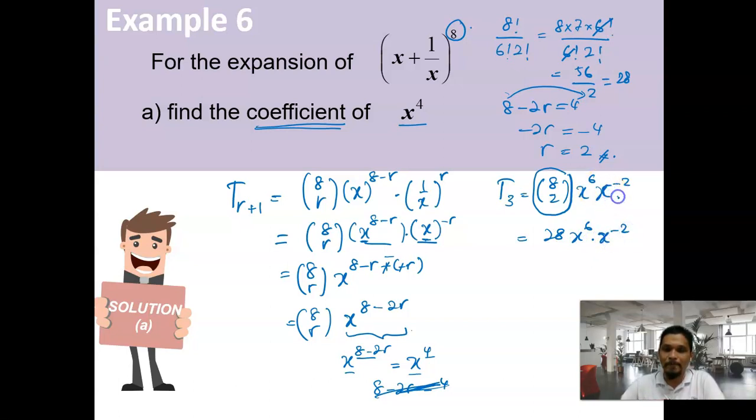Sorry, this is an x here. Then we got 28x to the power of 6 plus negative 2, which is 4. Okay.